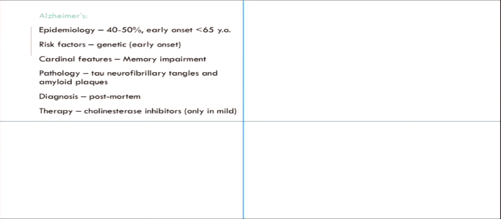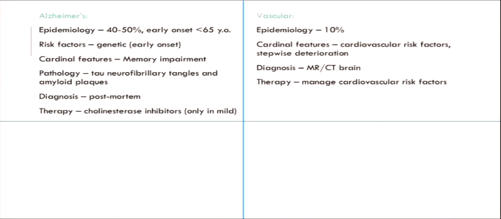Okay? Don't forget the pathology of it is tau neurofibrillary tangles and amyloid plaques. The diagnosis is postmortem, right? So we always say we think this person, or we label them as Alzheimer's, but it's not confirmed until postmortem. And the therapy is cholinesterase inhibitors, but again, only in mild to moderate disease. Usually mild is where it's the most benefit. Then you want to think about vascular, the second most common, so 10% of dementias.